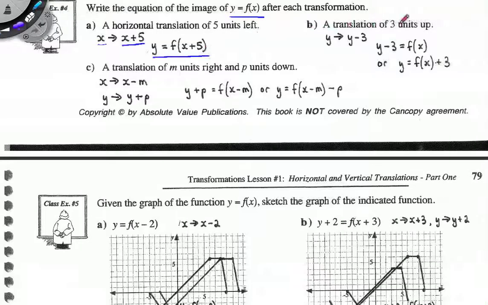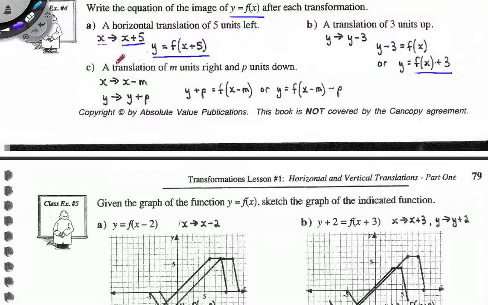If we're translating 5 units up, y gets replaced with y minus 3. So instead of y equals f of x, we get y minus 3 equals f of x, or we can move this to the other side and it's more obvious what's happening in that we're going up by 3.